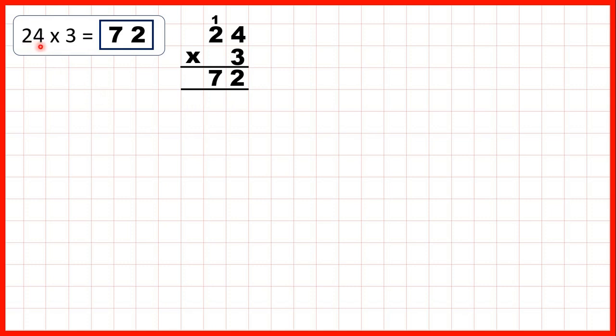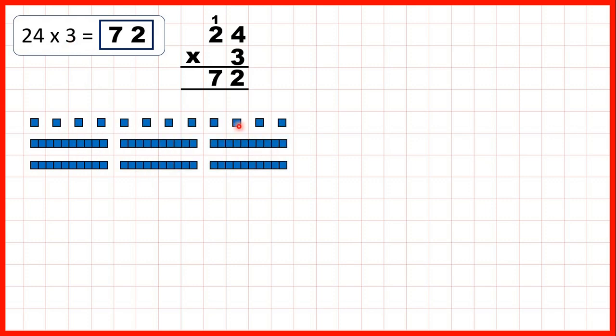Then we had 24 times 3. So we can represent 24 with 2 tens and 4 ones. We're multiplying by 3, so we can show 24 three times. Doing that gives us 12 ones, but if we have 12 ones, we can regroup 10 of those ones to make 1 extra ten. So that's why we write 2 as the ones digit of our answer, because now that we've regrouped, we only have 2 ones.